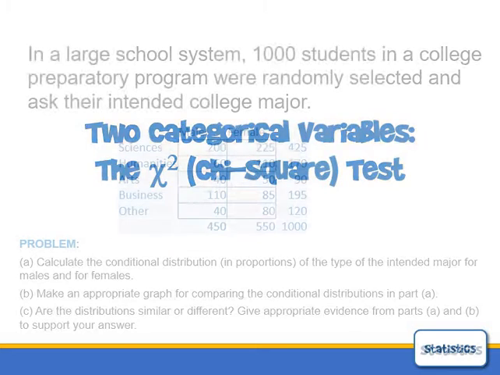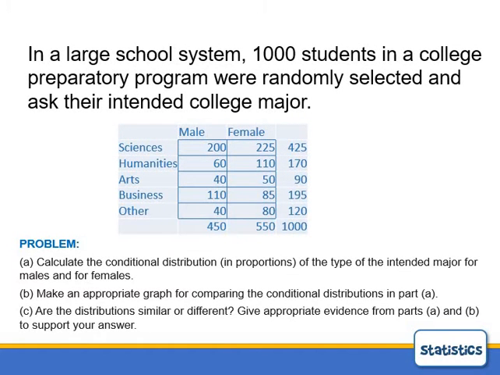So here's an example where we have a very large school system. 1,000 students in a college preparatory program, who were all going to go to college, were randomly selected and asked their intended major. So they had 1,000 students and the information is organized in this table. We have a two-way table with the two variables.